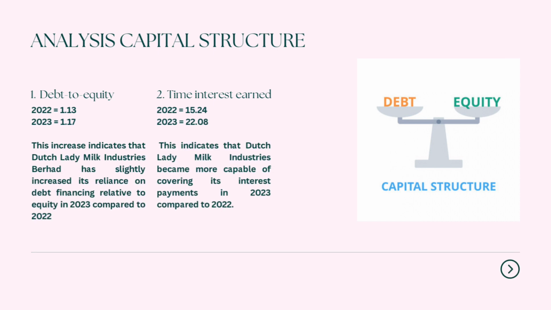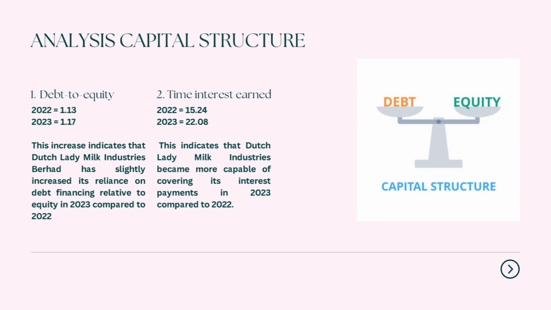Next, for analysis of capital structure, we look at debt to equity ratio. For 2022, it has 1.93, and for 2023, it has 1.17. This shows that debt to equity in 2022 is better than 2023. This increase indicates that Dutch Lady Milk Industries slightly increased its reliance on debt financing relative to equity in 2023 compared to 2022.